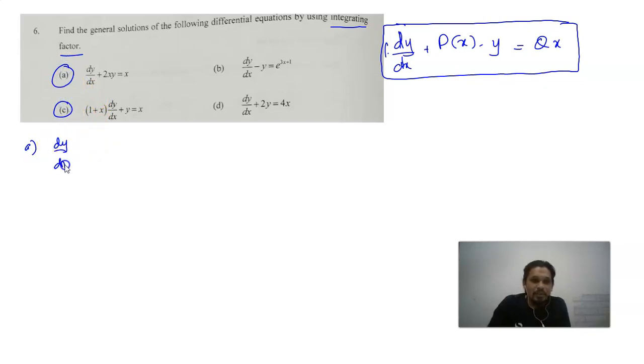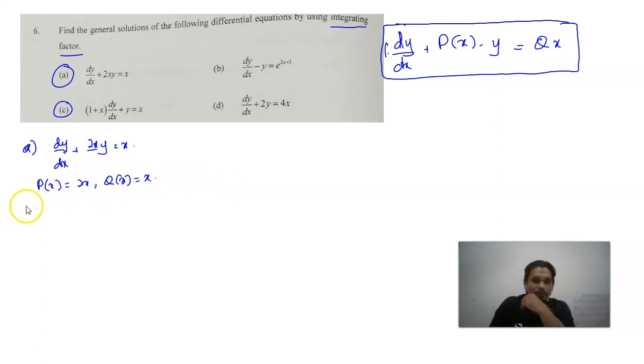So dy/dx plus 2xy equals x. Compare the whole equation of A with the general form, where the coefficient of dy/dx equals 1. We have 2x multiplied with y, and also Q(x). So this question is already in this form. Now we list down P(x) equals 2x and Q(x) equals x.